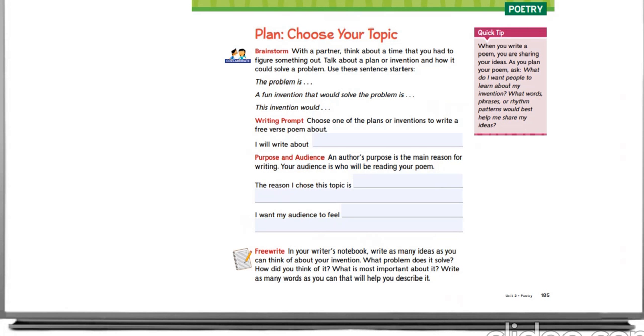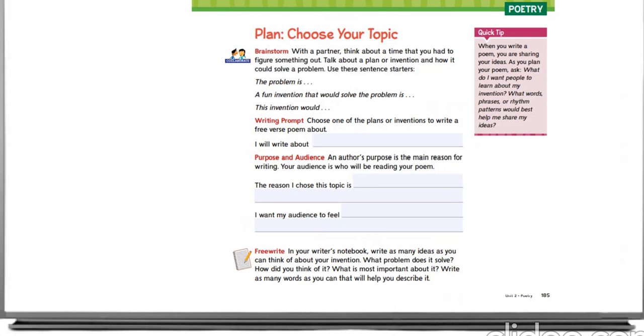Free write. In your writer's notebook, write as many ideas as you can think of about your invention. What problem does it solve? How did you think of it? What is most important about it? Write as many words as you can that will help you describe it.